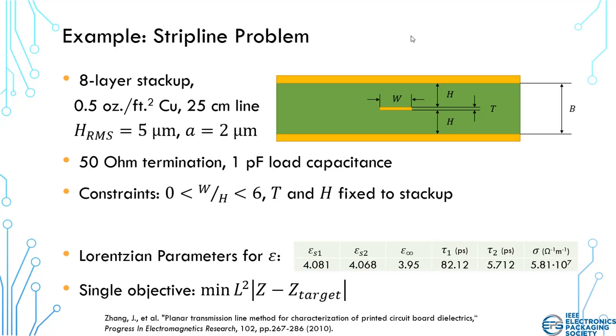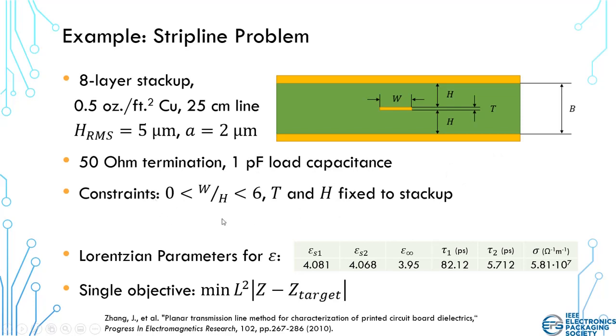I want to look at impedance deviation from a target impedance. And so I've chosen 50 ohm termination. Again, this is standard. I'm accounting for a 1 picofarad load capacitance, so a bit high for modern integrated circuits, but this will actually become more important when we look at the transfer function and causality.